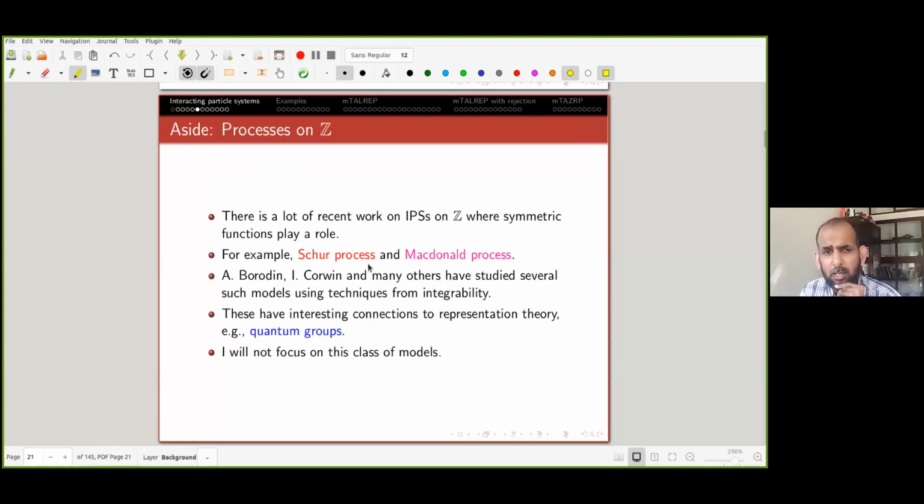So I should say, this is an aside, but there is increasing interest in interacting particle systems, mainly on Z, where symmetric functions also play a role. You might have heard of the Schur process and the Macdonald process. So here the Schur polynomials and the Macdonald polynomials play a role. Some people have worked on this, and they have interesting connections to representation theory, but I will not focus on this side of the discussion.